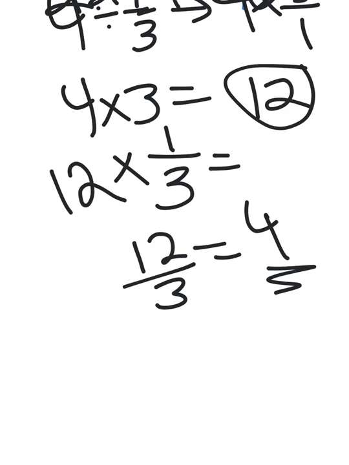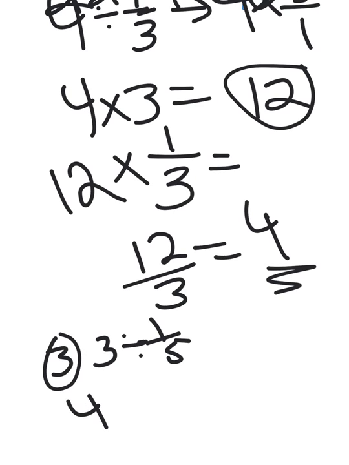Now on that same page, page 197, please go ahead and do guided learning numbers 3 and 4. Number 3 says to find 3 divided by 1/5. And number 4 says to find 7 divided by 1/4.